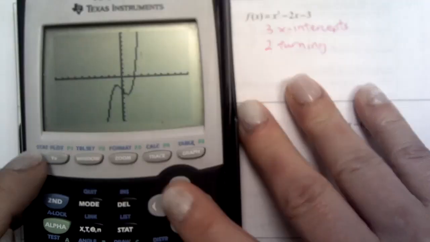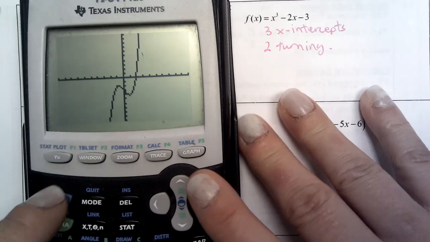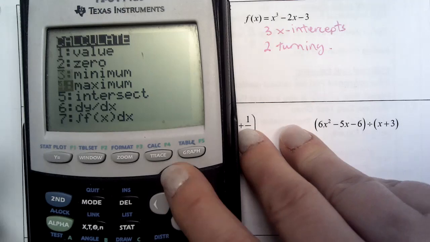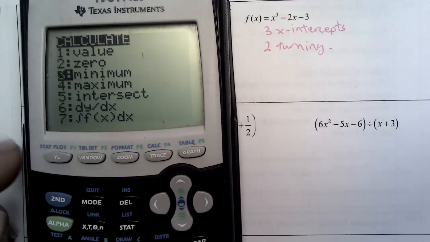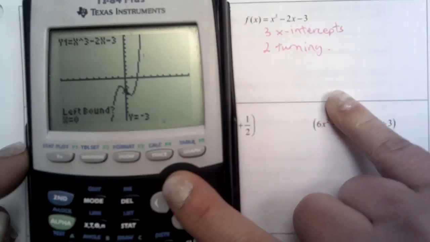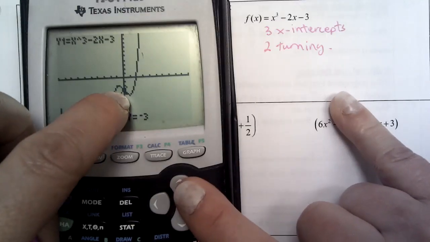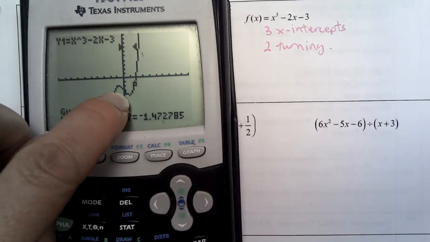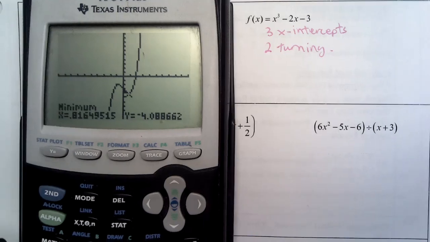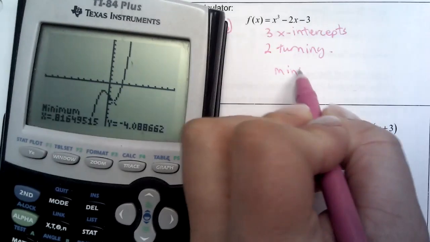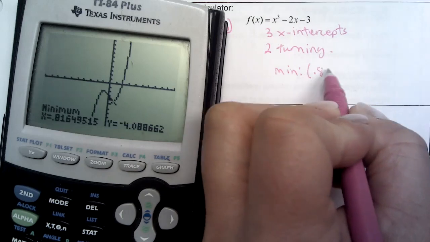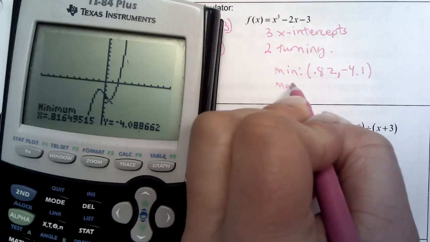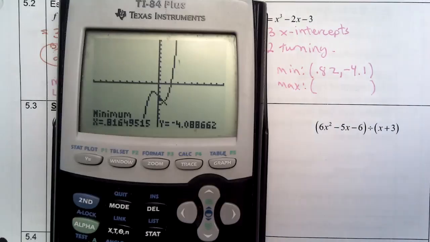So now let's find out what those are. I'm going to hit second, calculate. It doesn't matter, I'll start with my minimum this time. So my minimum's over here, so I choose a point to the left of it, and then I need to go a little bit to the right and hit enter. And if I hit enter again, it's going to tell me where that is. So my minimum is at 0.82, negative 4.1.